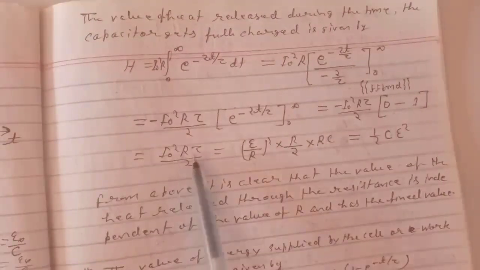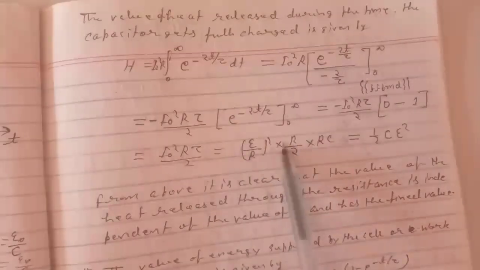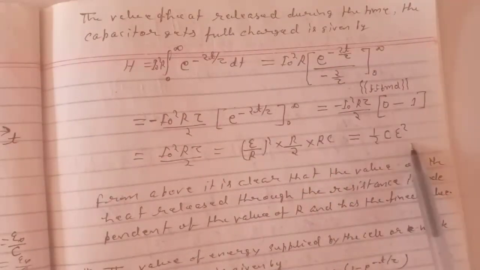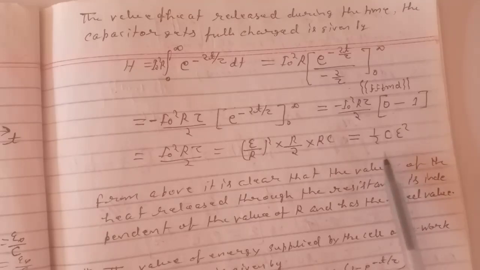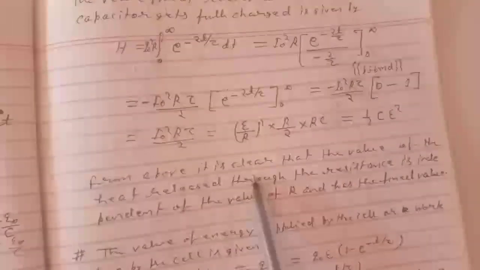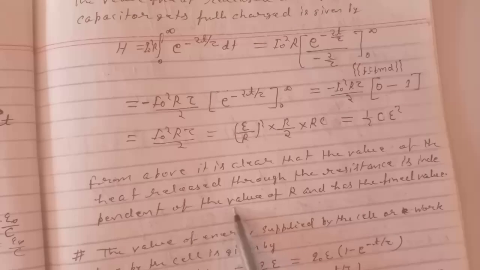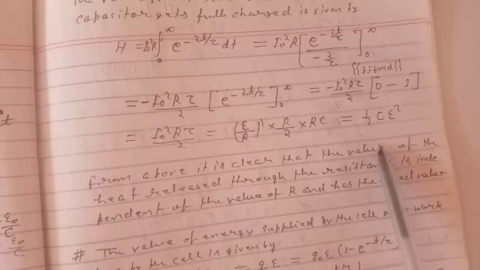So equals I naught square R tau by 2, where I naught is E by R. So (E by R) whole square into R by 2 into tau, which is equal to RC, and solving we get 1 by 2 CE square. So the value of heat released during the time in which the capacitor becomes fully charged is given by 1 by 2 CE square. From the above it is clear that the value of the heat released through the resistance is independent of the value of resistance R and has the fixed value 1 by 2 CE square.